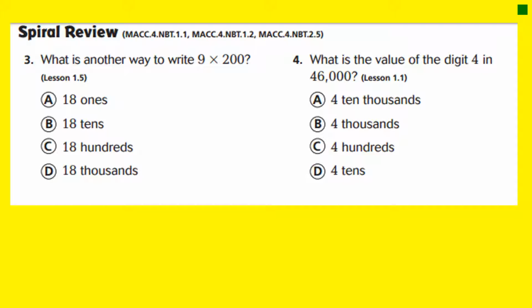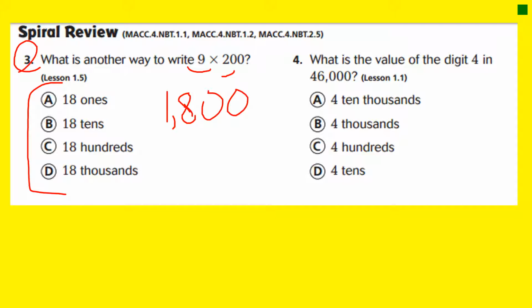Okay, guys, spiral review. You know how I like to review because it's so good for your brain. Let's look at the spiral review. What is another way to write 9 times 200? Well, we've done a lot of practice with this. We know that is what it looks like in standard form. Right, guys? Okay, that's what it looks like in standard form. So that is not a choice, though, is it? All right, so let's box you out.